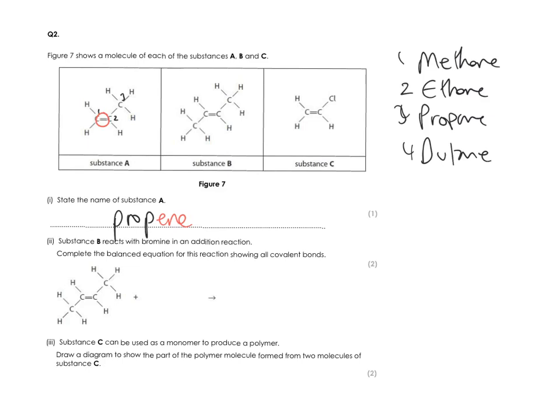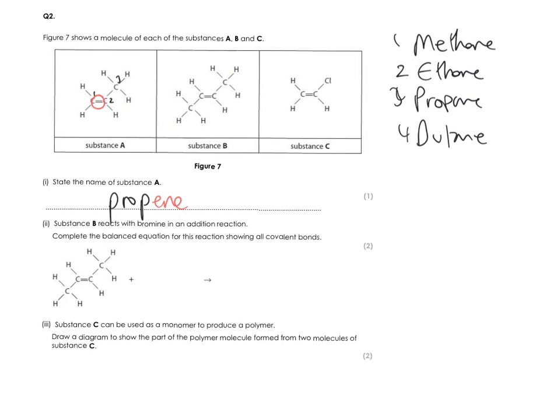And then moving down, substance B reacts with bromine in an addition reaction. Complete the balanced equation. An addition reaction means there's only one product. So the two things, bromine and this substance here, will react together to make one product. First we're going to put the bromine in. You don't have to draw it with all the bonds, but you can. So it's Br2. And what Br2 does is one bromine will join on to each carbon that's in the alkene.